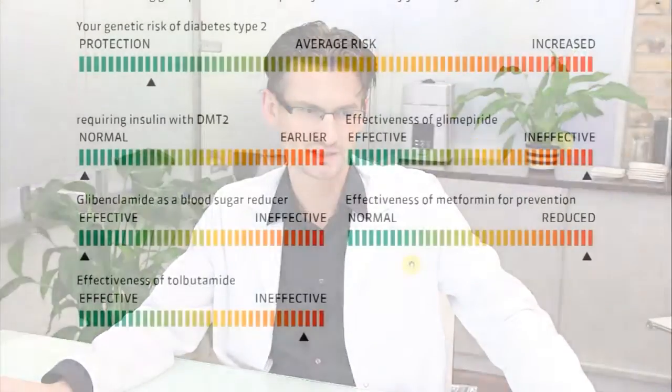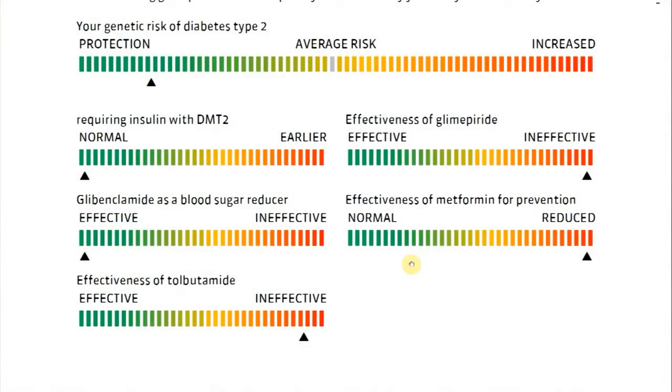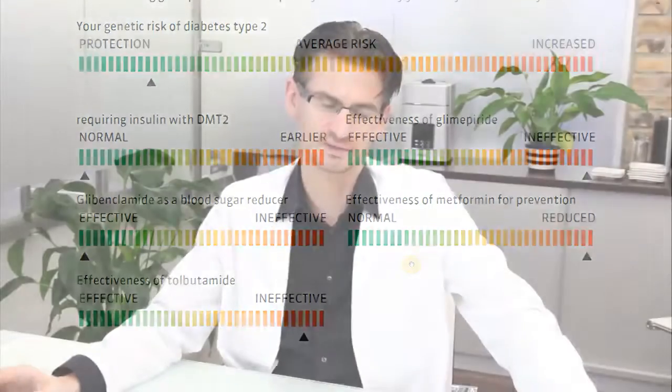Then there are different types of drugs which act differently in different people. And there are 4 drugs: glibenclamide, tolbutamide, glimepiride, and metformin. And these 4 are commonly prescribed as treatment for early stages of diabetes. And of course, effective treatment is important for you to get the best possible health benefit. A doctor would usually say, oh, I've had good experiences with this drug, let's try this. If it doesn't work, he may switch to another drug.